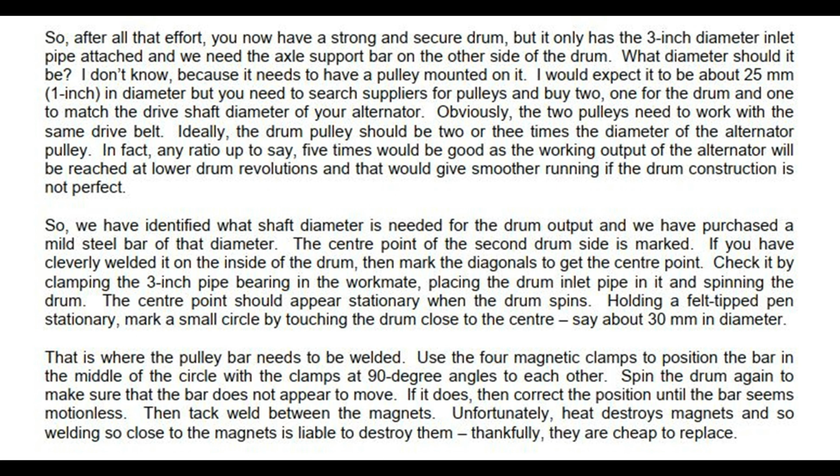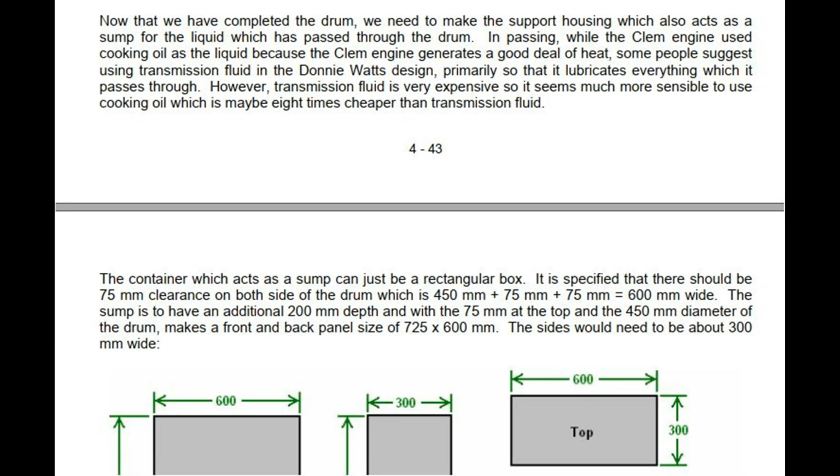Now that we have completed the drum, we need to make the support housing, which also acts as a sump for the liquid which has passed through the drum. In passing, while the Clem engine used cooking oil as the liquid because the Clem engine generates a good deal of heat, some people suggest using transmission fluid in the Donny Watts design, primarily so that it lubricates everything which it passes through. However, transmission fluid is very expensive, so it seems much more sensible to use cooking oil, which is maybe 8 times cheaper than transmission fluid.